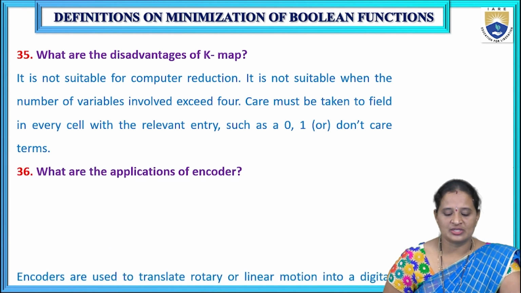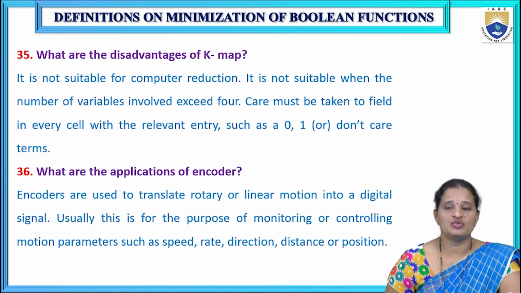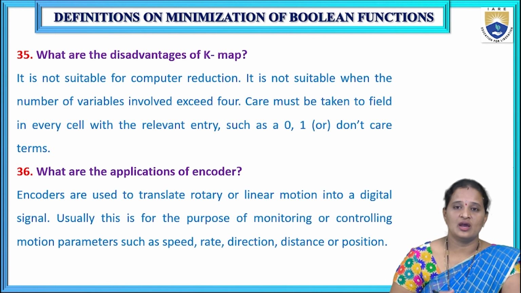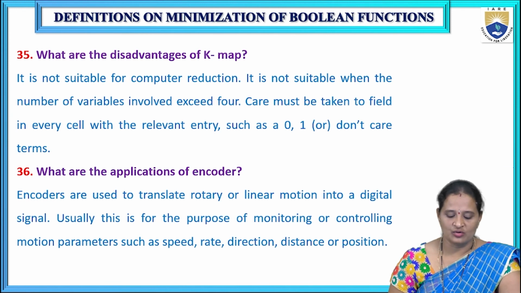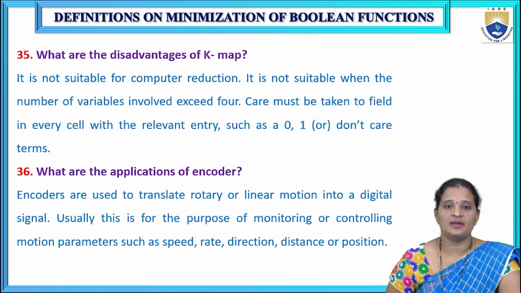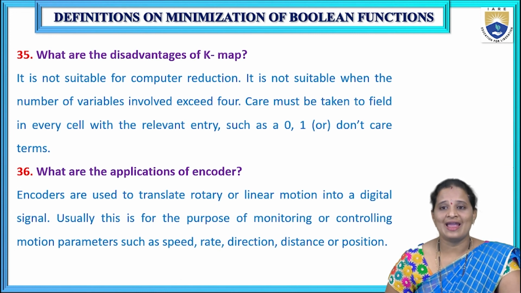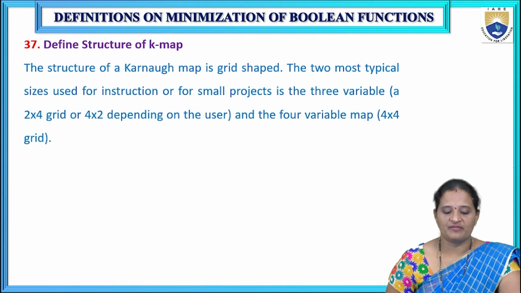And what are the applications of encoder? The encoders are mainly used to translate rotary or linear motion into a digital signal. That means where we need to convert analog data into digital data, we use encoders. Usually this is for the purpose of monitoring or controlling motion parameters such as speed, rate, direction, distance or position.